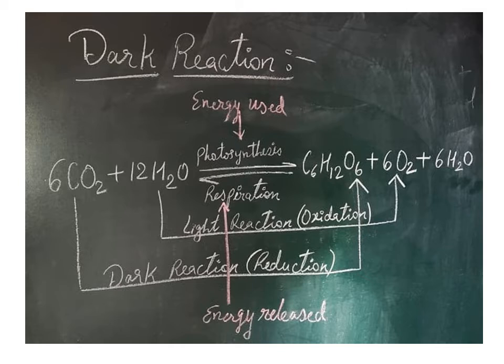Moreover, in photosynthesis, when the water molecule is photolyzed, or broken down, oxygen is released. This reaction is known as the light reaction or oxidation phase. While when carbon dioxide is used to produce sugar in the form of glucose, this reaction is known as the dark reaction or reduction phase. In photosynthesis, energy is used, while in respiration, energy is released.